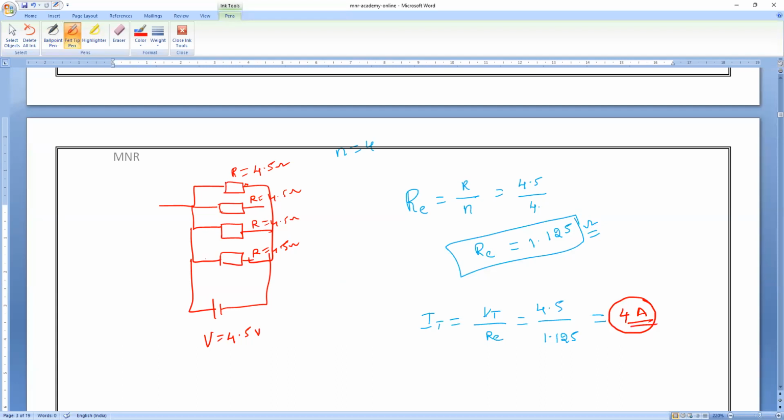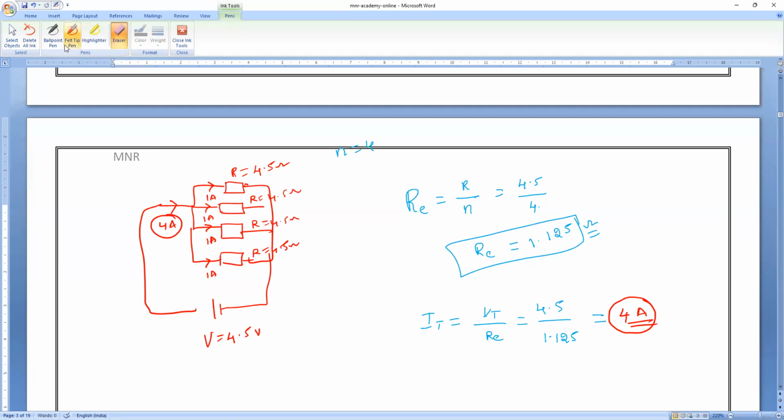So across every resistor, how many amperes is the current? Each resistor, what is the current? 1 ampere. So total current is 4 amperes. Do you all understand, everyone? Everybody clear?